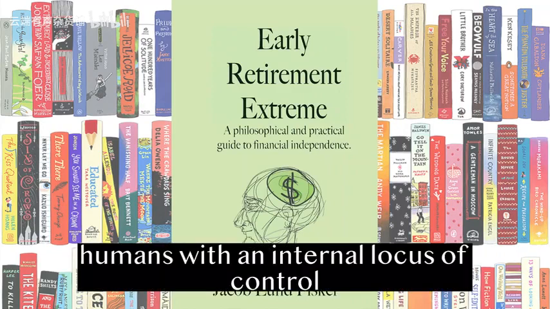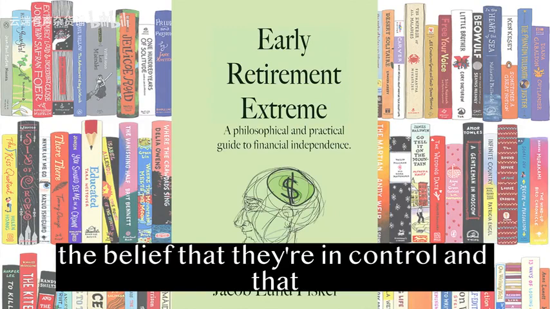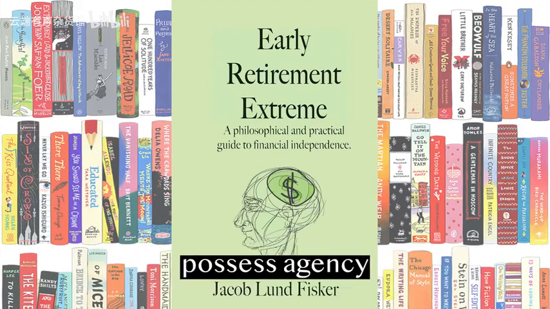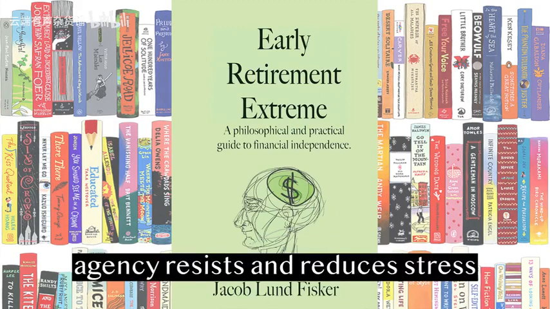Agency. Humans with an internal locus of control, the belief that they're in control and that they're the masters of their own destiny, possess agency. Agency resists and reduces stress.